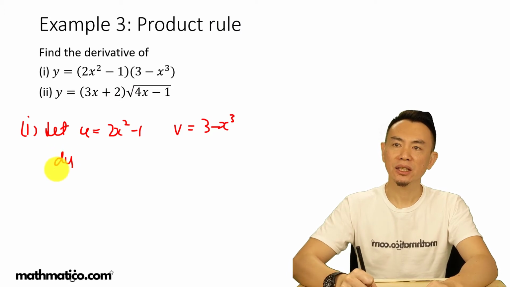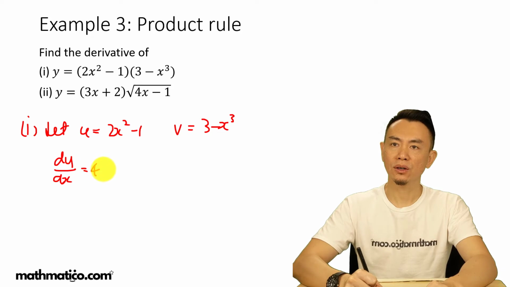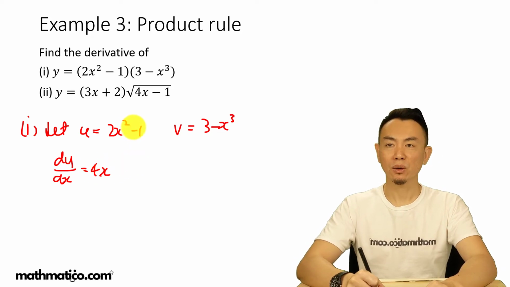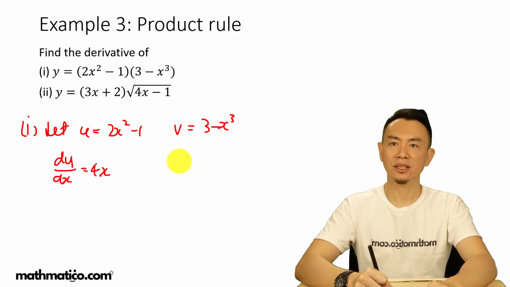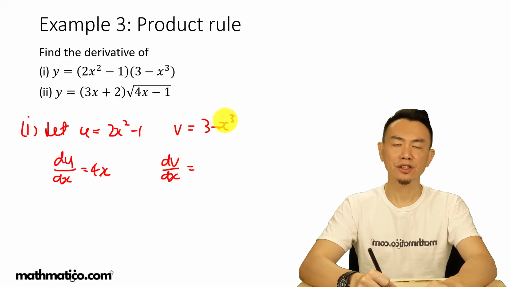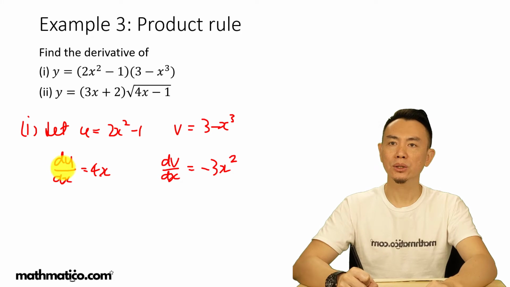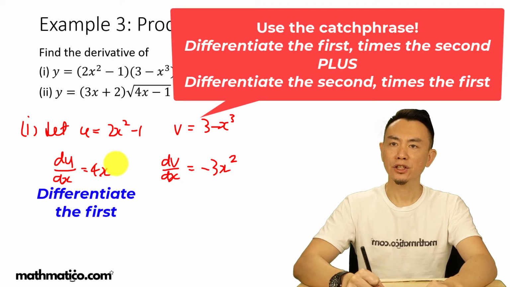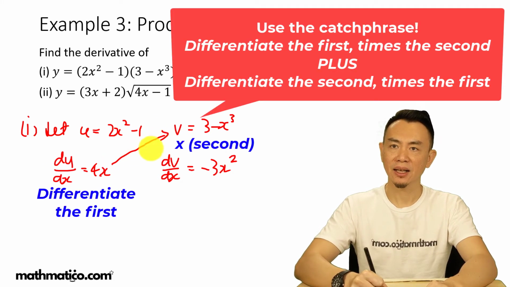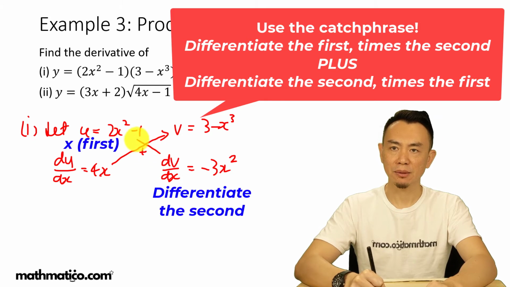We're going to differentiate du dx. 2 times 2 is 4x. Then we differentiate the 1, it's gone, okay? Differentiate constant is equals to 0. dv dx, differentiate 3 is 0. Differentiate negative x cubed is negative 3x squared. 3 minus 1 is 2. Now we are going to differentiate the first times the second plus differentiate the second times the first.